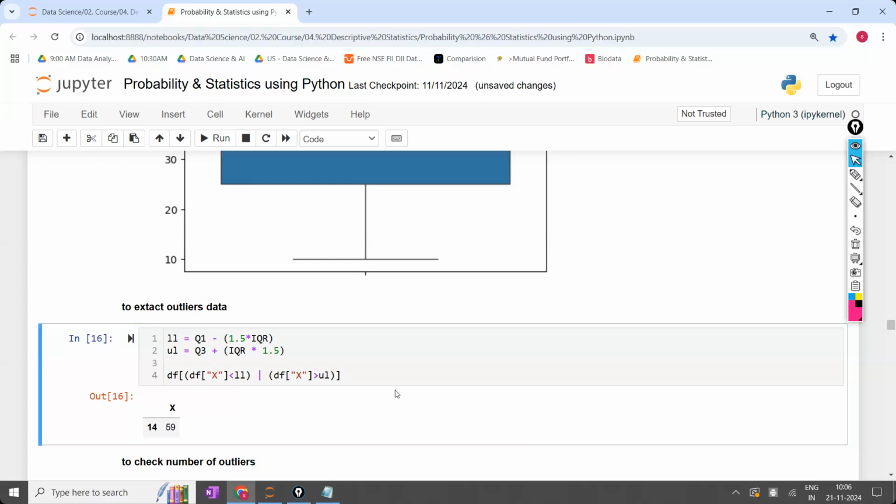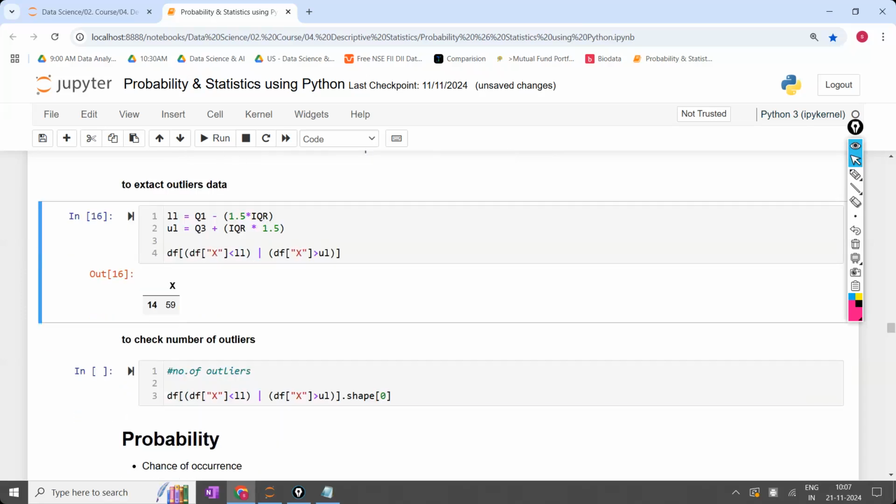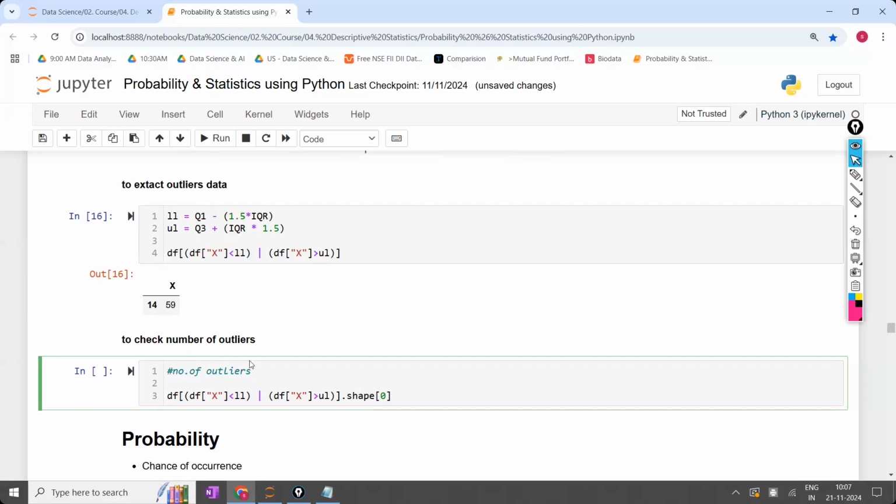Sir, in my data set exactly 52.5 is there, sir. Then is it considered an outlier? No. Till the upper limit, no outlier. Only when it crosses the upper limit is it considered an outlier. Till that it is not considered an outlier. Once it crosses the limit, it is called an outlier. Right? Now, how to check the number of outliers? How many outliers are there?